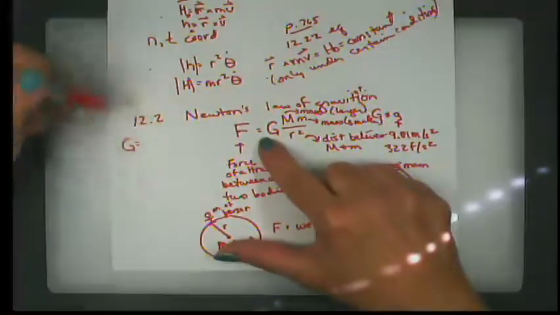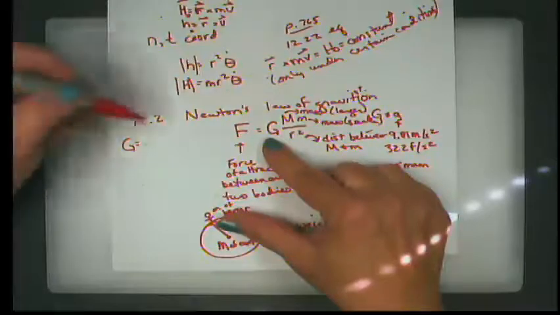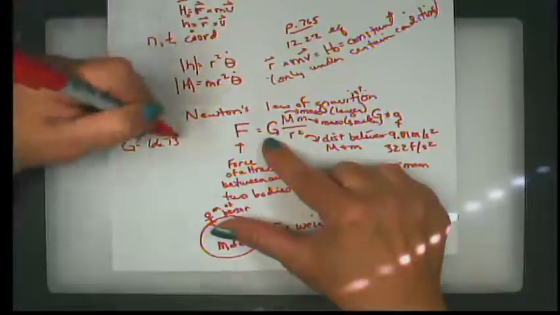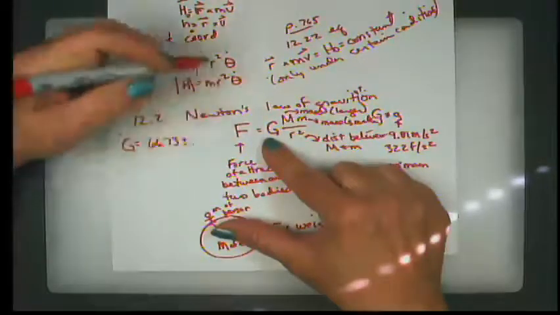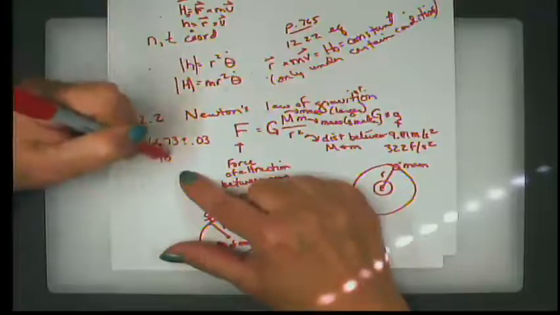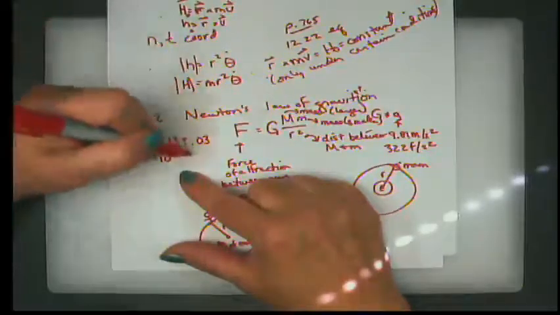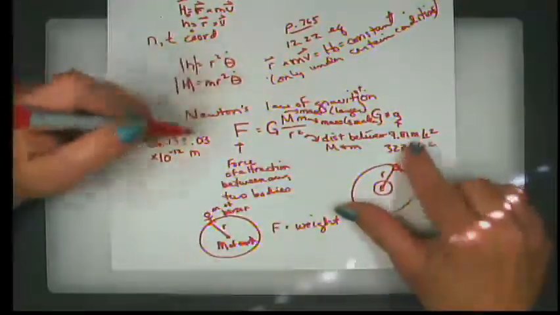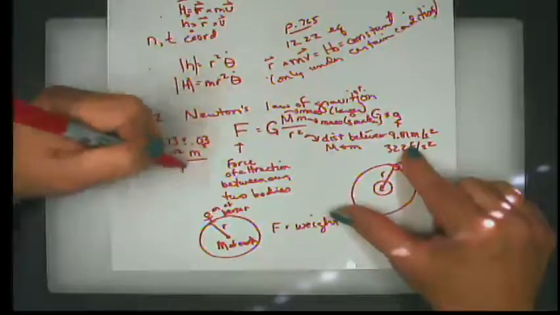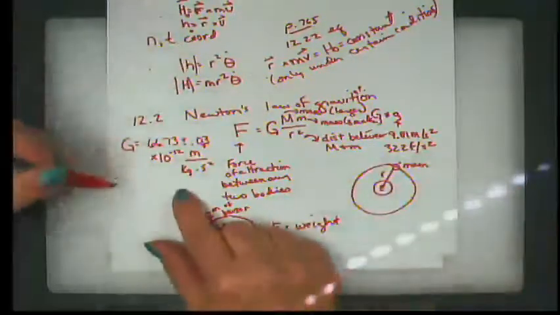And it turns out that capital G, which is called the universal constant of gravitation, has a value of 66.73 plus or minus 0.03, which is just the tolerance, times 10 to the negative 12th. The units are very different, with dimensions of length per time squared. But basically, it's length to the third, meters to the third, per kilogram second squared in SI units.